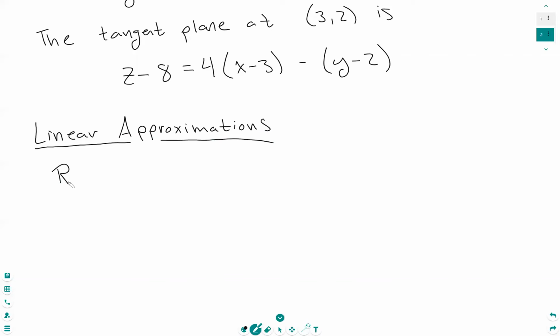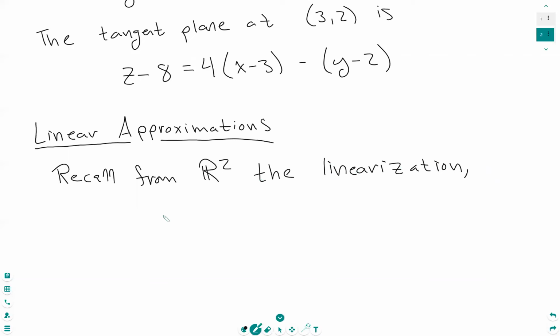So recall from R2, we use the tangent line to approximate the function by this linearization. y minus y naught is equal to the derivative at x naught times x minus x naught. So that was our linearization from Calc 1.